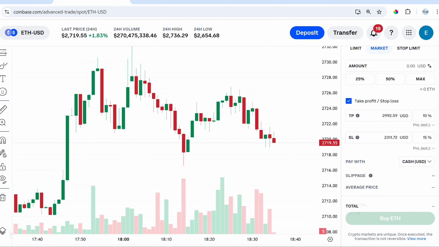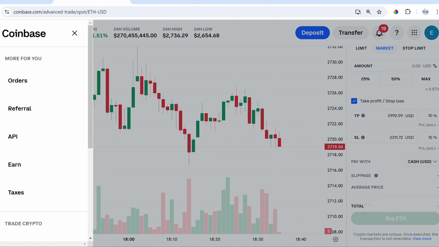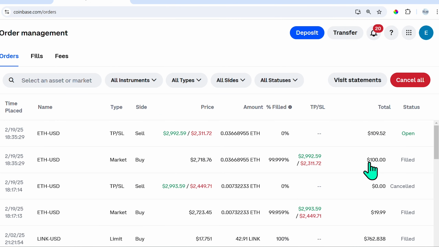Now it's always really wise to go ahead and look at orders. You can see right here that it filled my order at $100. You can see it filled 99.99% of the order. Why not 100%? Because a part of that was probably the fee that it actually took. It gives me the price that it filled it at.